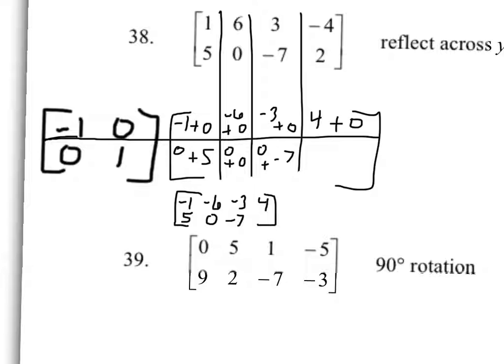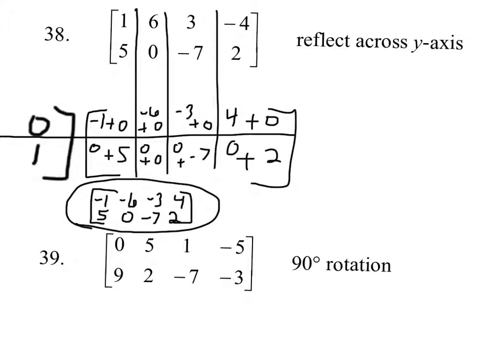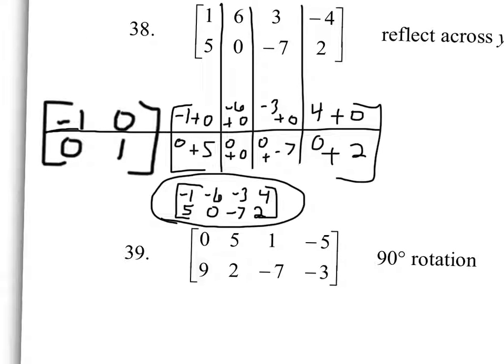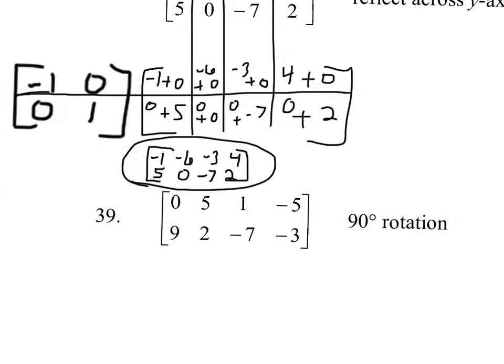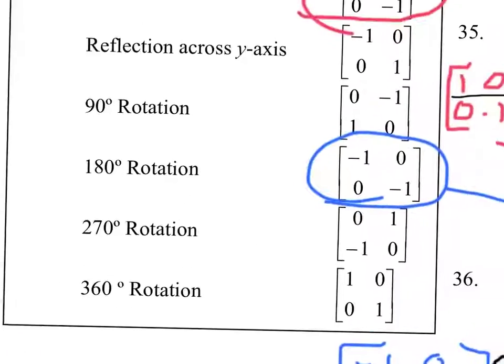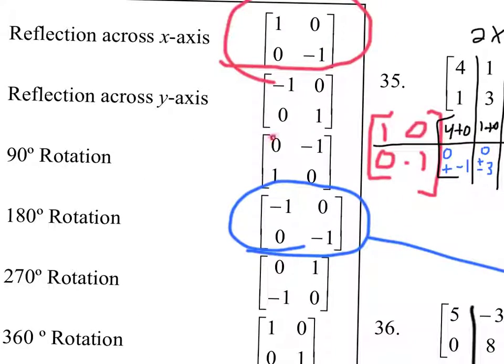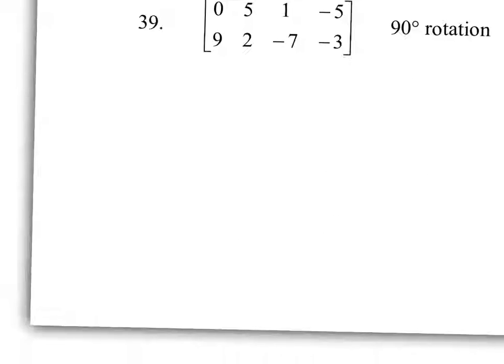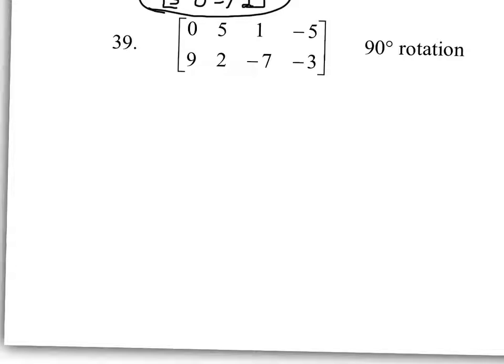And lastly, 0 times negative 4 is 0. 1 times 2 is 2. So 0 plus 2 is 2. So here is our answer. That would mean that this quadrilateral is reflected across the y-axis. We usually would just graph that and count it, but there'd be another way to do it, like we just showed. All right, last one, 90-degree rotation. Let's go ahead and grab the 90-degree rotation matrix. Looks like it's 0, negative 1, 1, 0.